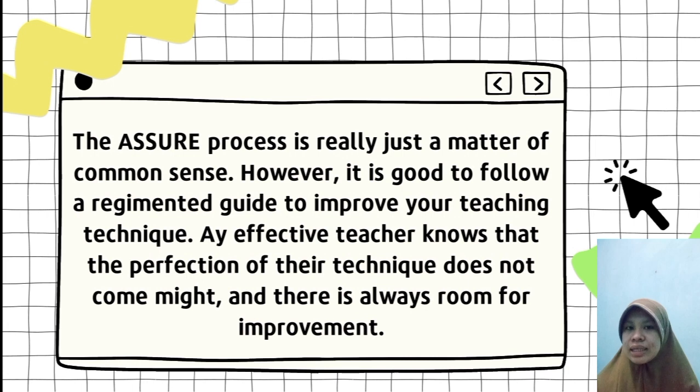So, sa madaling salita nga, ang proseso ng ASSURE model ay talagang isang gabay ng guro at ito ay mainam na sundin ang isang nakaayos na gabay upang mapabuti ang iyong pamamaraan sa pagtuturo sa pamamagitan ng pagsunod sa mga proseso o hakbang ng ASSURE model. Siguradong mapapadali at magiging effective ang iyong pagtuturo, kaya nararapat na itong proseso na ito ay gamitin.